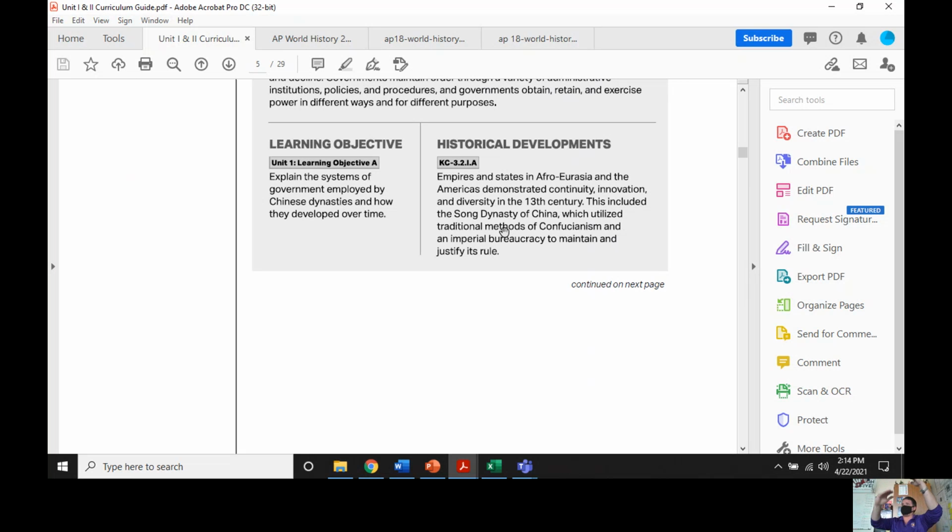And in it, they're talking about how they choose people to work in their government. And they talk about people having to take these civil service tests. Literally, one of the answer choices could be continuity, using Confucianism to staff their bureaucracy.